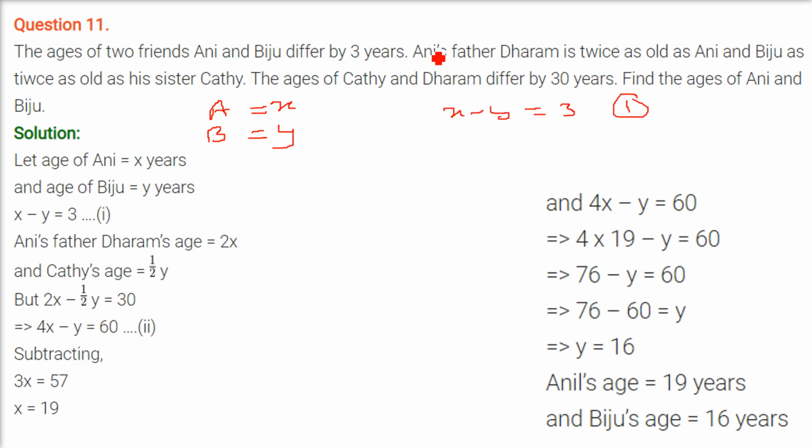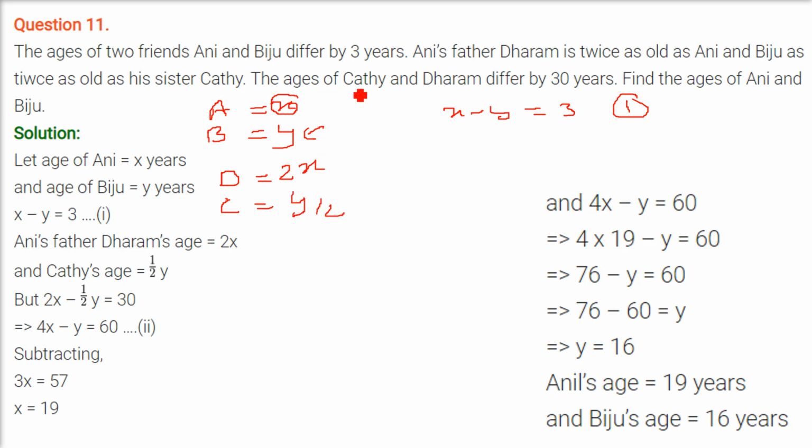Now Annie's father Dharam is twice as old as Annie. So if x is Annie's age, father will be 2x because he is twice as old. Then Kathy, the sister, is also there. Biju is twice as old as his sister Kathy. Now Kathy will be what? Because Biju is y, and he is twice as old as Kathy, Kathy will be y by 2.